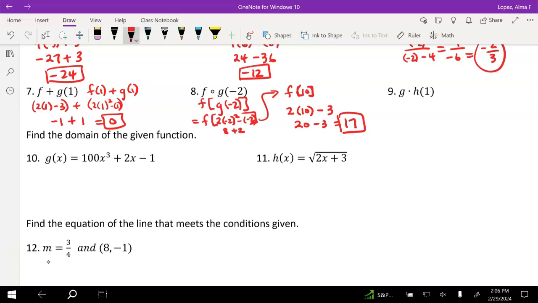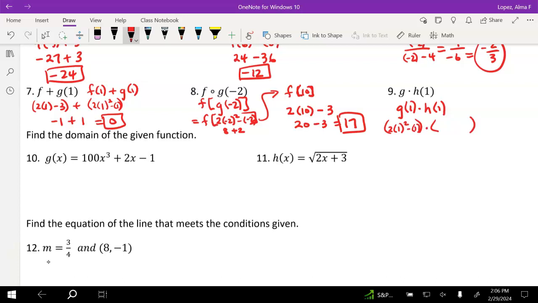Or g times h of 1. That is the same thing as g of 1 times h of 1. So we'll evaluate function g and multiply what we get by h of 1. For g of 1, function g is 2x squared minus x. We'll replace those x's with 1.